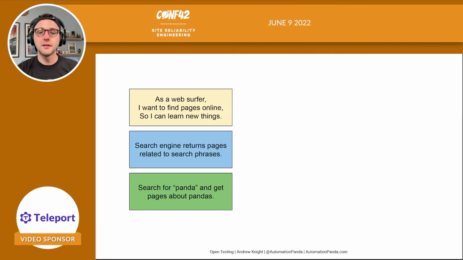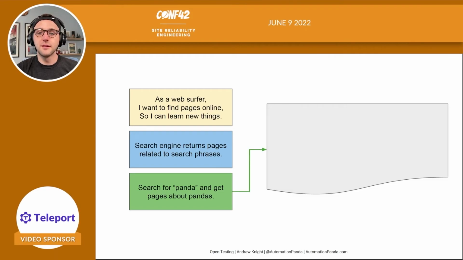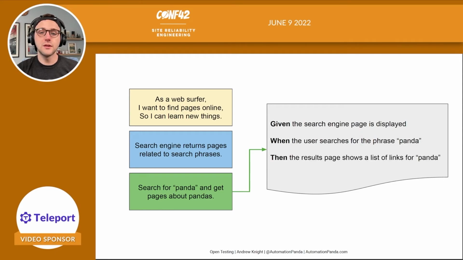For example, let's say we wanted to test a web search engine. The example could be to search for a phrase like panda. We could write this example as the following scenario. Given the search engine page is displayed, when the user searches for the phrase panda, then the result page shows a list of links for panda.